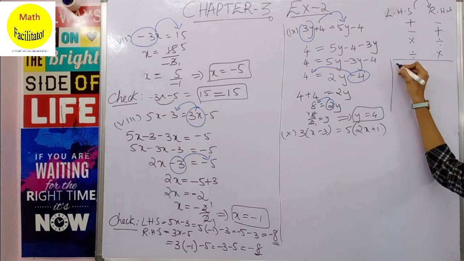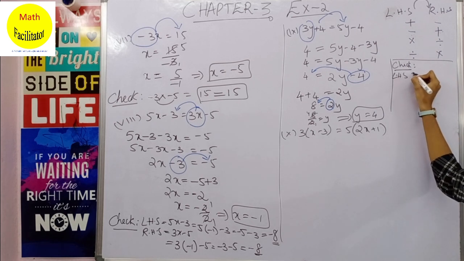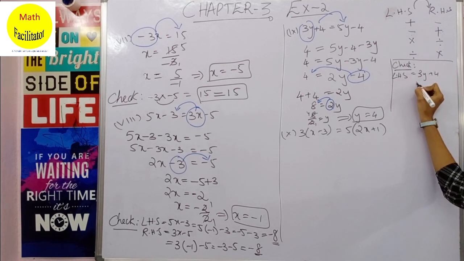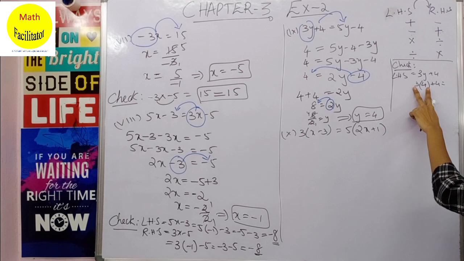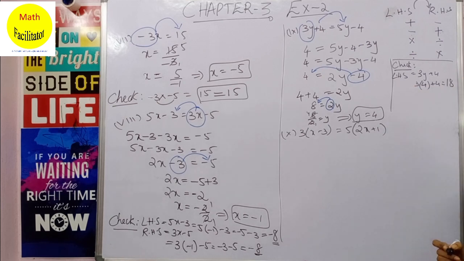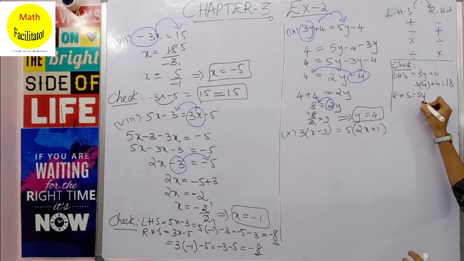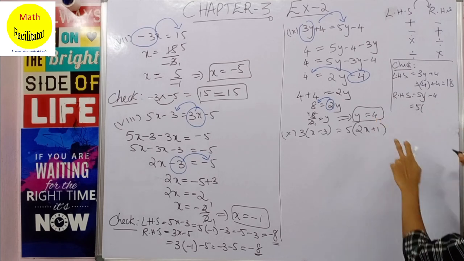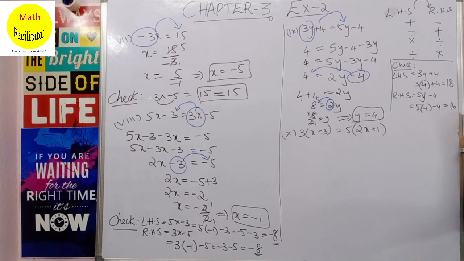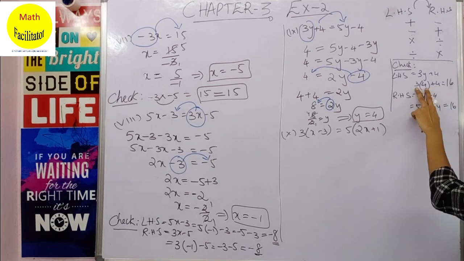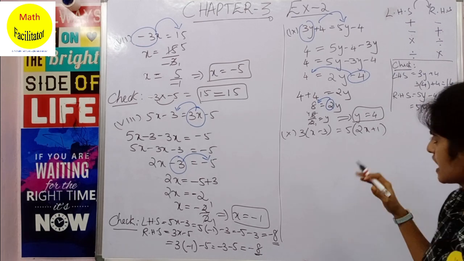Now let us check. To check again we will need LHS, RHS. LHS is 3y plus 4. So 3 into y is 4, so 3 into 4 plus 4. 3 fours are 12 plus 4 is 16. Clear? So now what is RHS? RHS is 5y minus 4. 5 multiplied by y is 4, minus 4. 5 fours are 20 minus 4 is 16. This is also 16. So LHS is equal to RHS. Clear? So now moving on to the next one.